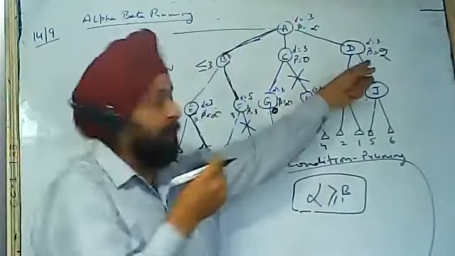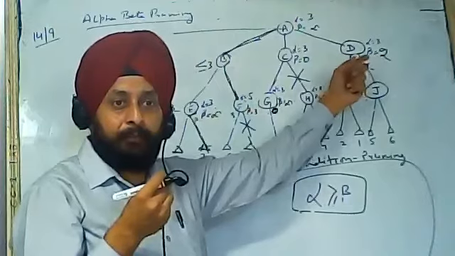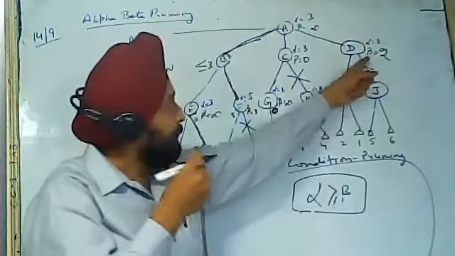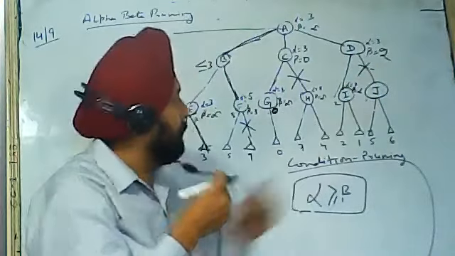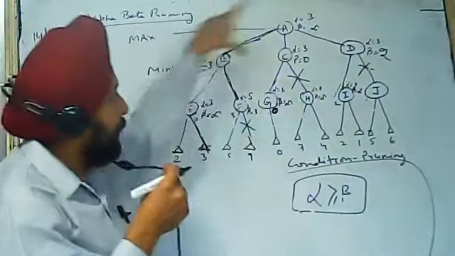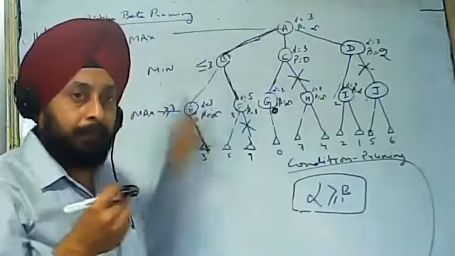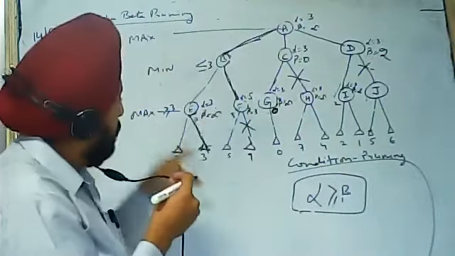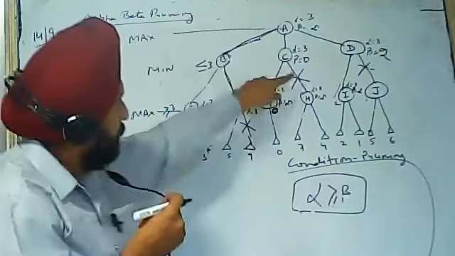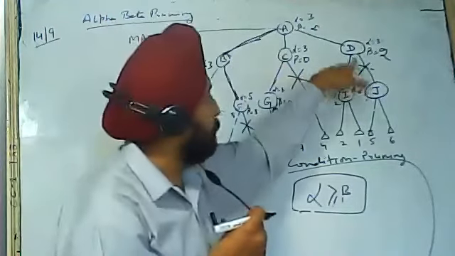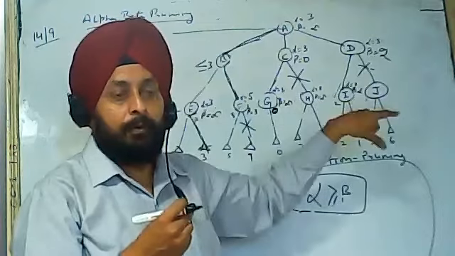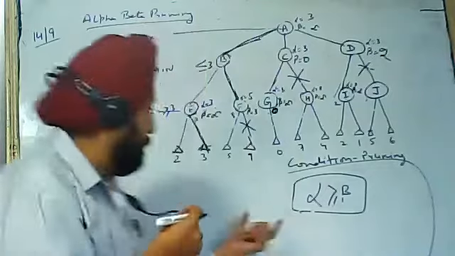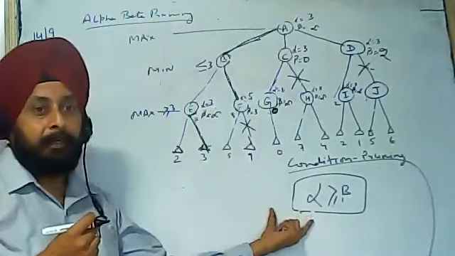And it is again the beta cut, because the value of beta changes from infinity to 2 and alpha was 3. So alpha becomes greater than beta. Just see, in min max we have to solve the whole tree. But here we have pruned this branch, this branch, and this branch. So it will reduce the time complexity, and the main condition is alpha is greater than beta.